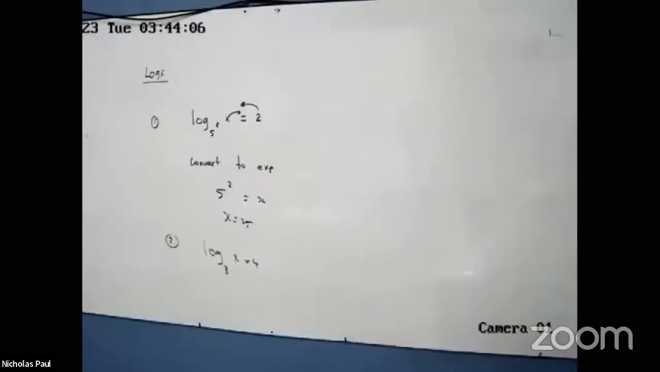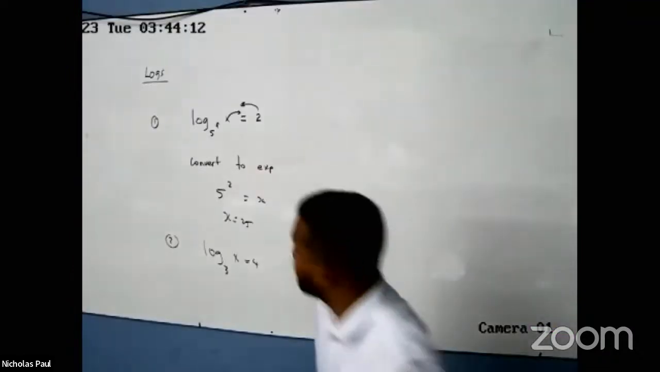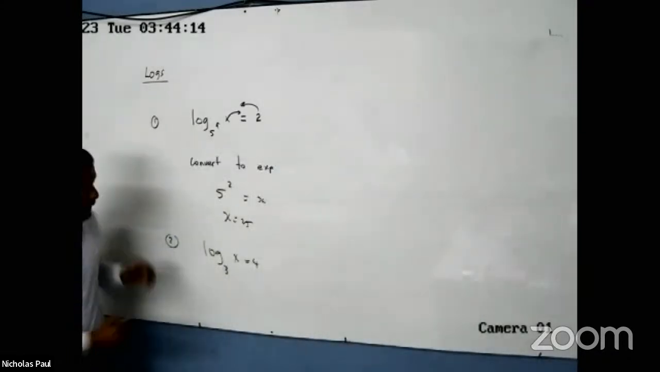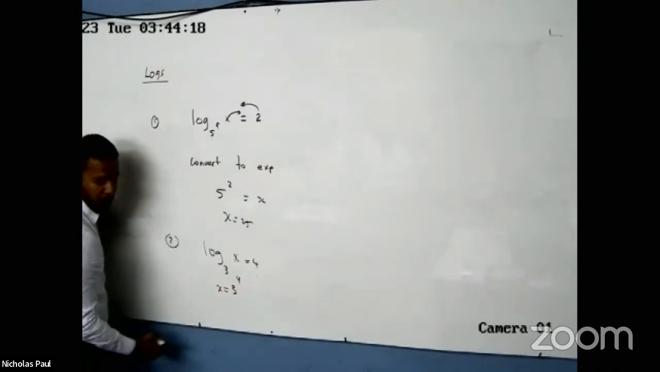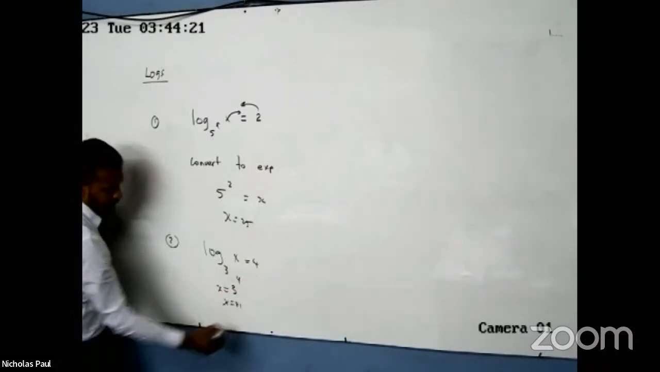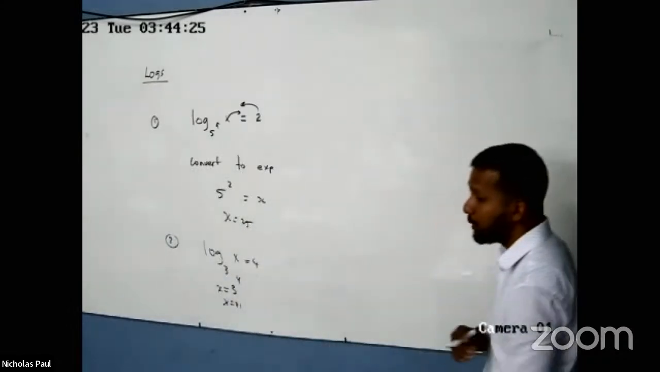Let's see if it will stop. Nice. So you'll get what? You'll get x is equal to 3 to the power of 4. x is equal to 81. Right? Nice and easy, right?